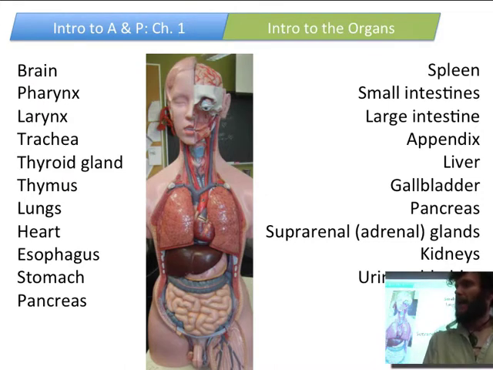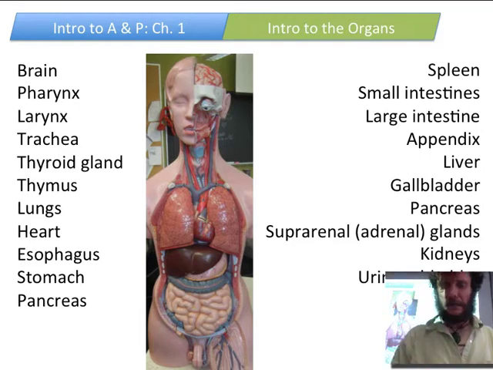Appendix. The appendix is, in this model, this little finger that's sticking out the back end of the large intestines, the vermiform appendix, the worm-like appendix right here. It's a vestigial digestive organ for when we had higher plant content in our diet than we do now. It really only has lymphatic properties. It is involved in the lymph system, but mostly doesn't serve much of a purpose.